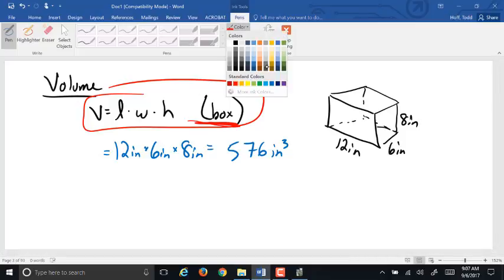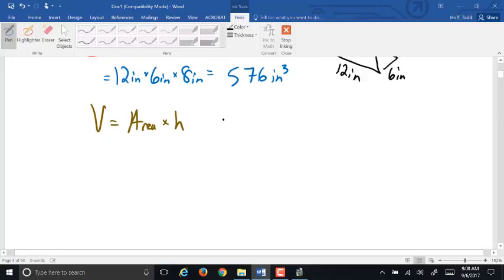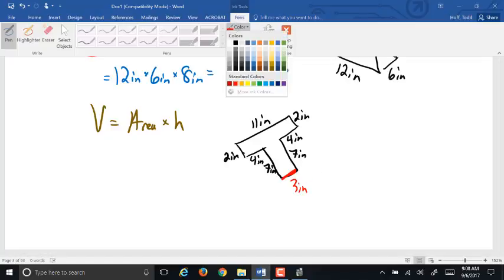There's a more generic formula that works better, and that is volume is equal to an area times a height. What do I mean by that? Well, let's say I have a shape like this. Let's say this is 4, 2, 4, 2, 11, 7, and 7. What's this dimension here have to be? Three inches. Good.